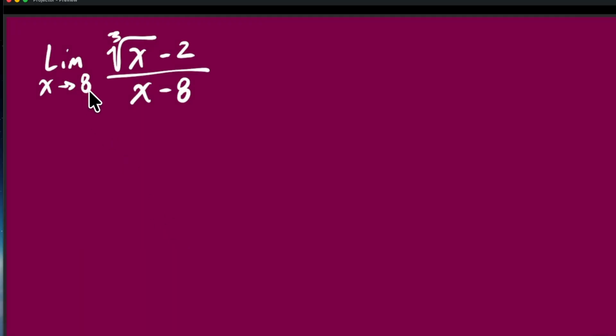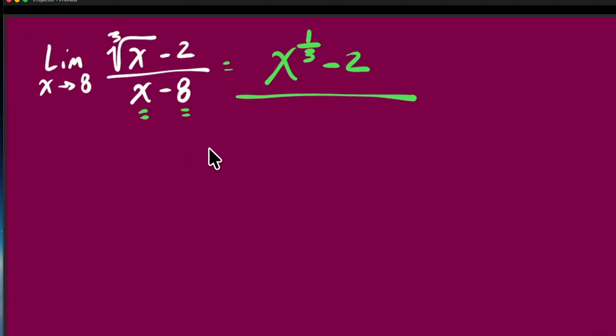Next, we have the limit as x approaches 8 of (the cube root of x minus 2) over (x minus 8). If we were to plug in 8, the cube root of 8 is 2. We would get 2 minus 2 or 0, and 8 minus 8, 0 over 0. So folks, the key to this problem is to recognize that this is a hidden difference between two perfect cubes. So I think it's easier to change to fractional exponents. So let's change the numerator to x to the 1/3 power.